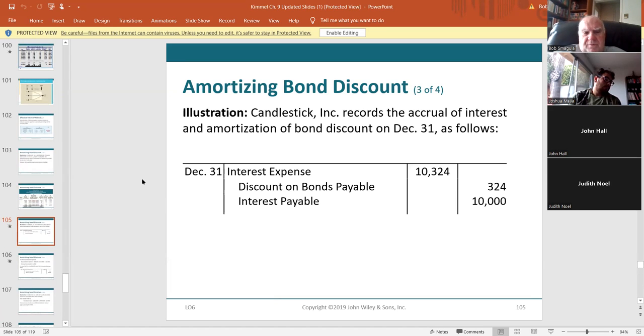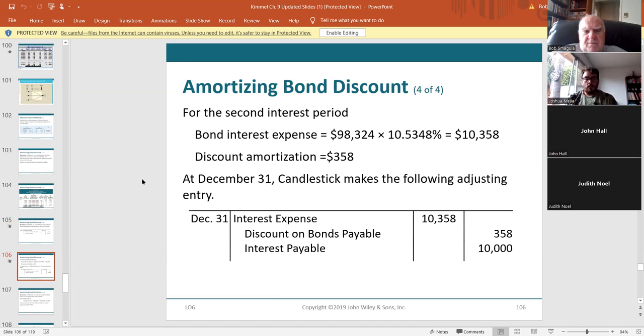Then it comes time to accrue or pay the interest. We debit interest expense. We credit the discount, and $10,000 in cash or accrued interest payable.